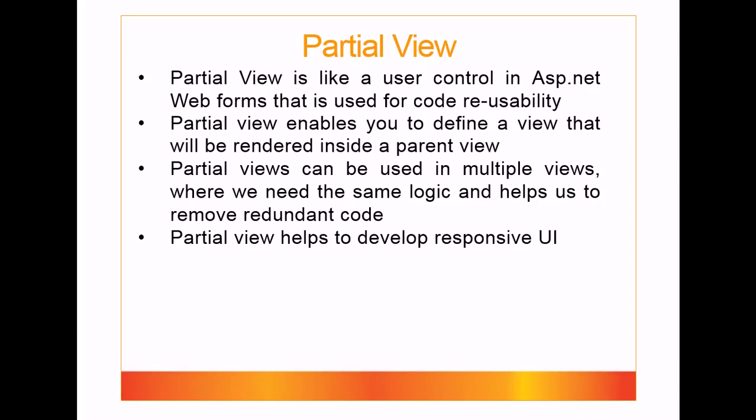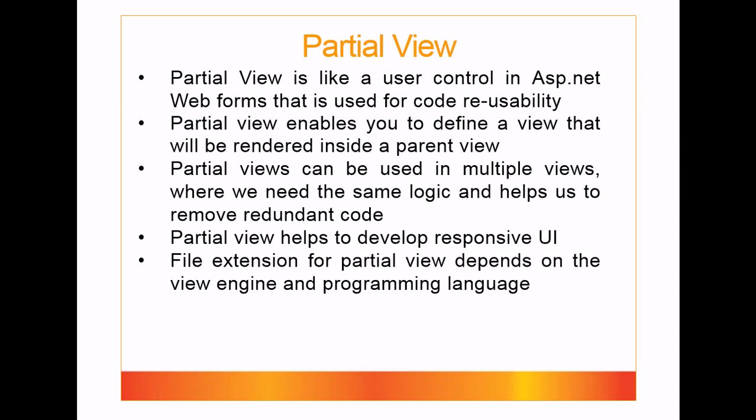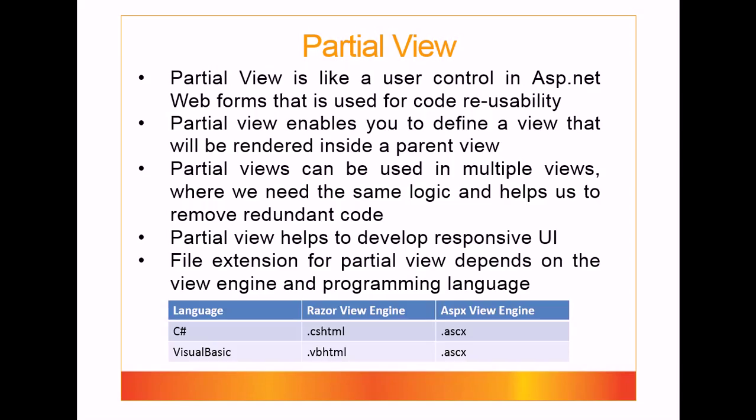The file extension for a partial view depends on the view engine and the programming language. For example, if you are using C# with the Razor View Engine, .cshtml will be the file extension, and for the ASPX View Engine, it will be .ascx as the extension. For Visual Basic, it is .vbhtml.